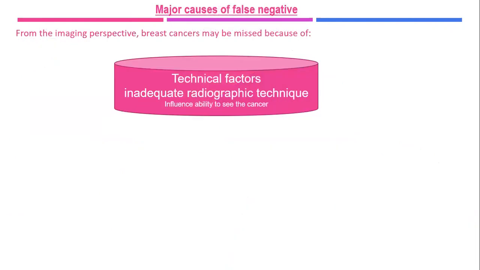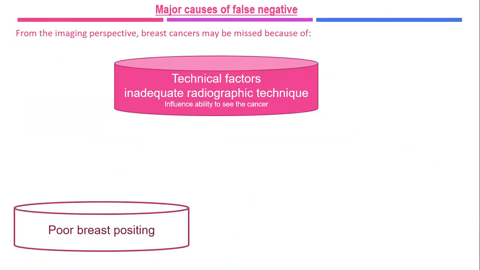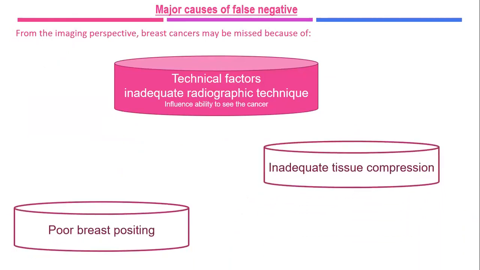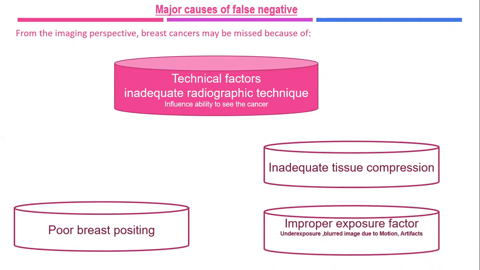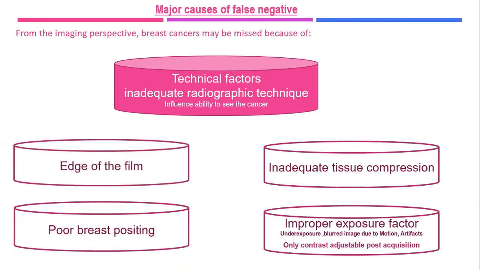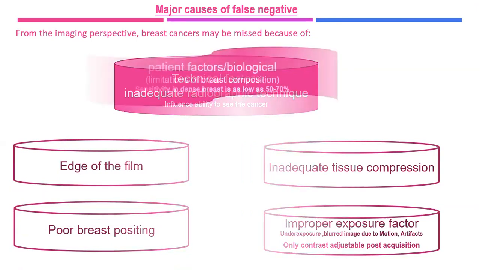Starting with the technical factors that influence the ability to see the cancer: poor breast positioning, inadequate tissue compression, or improper exposure factors, under or overexposure, blurred image due to motion or presence of artifact. And remember that the only adjustable factor post-acquisition is the contrast. And also the age of the film sometimes can be a contributing factor as a technical issue.